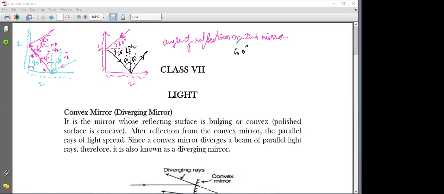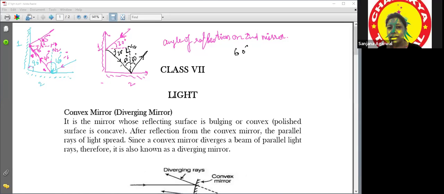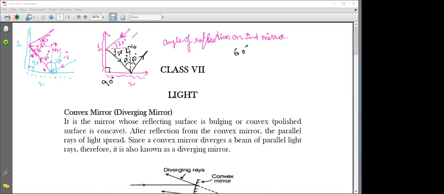Ma'am, how do we know that it is 60? Dear, I'm explaining now. Look, when our two mirrors are kept at a 90-degree angle, then the normals to those mirrors are also at 90 degrees, so it means this part is forming a square, isn't it? Look at the figure carefully. Is it clear now? Yes, ma'am.